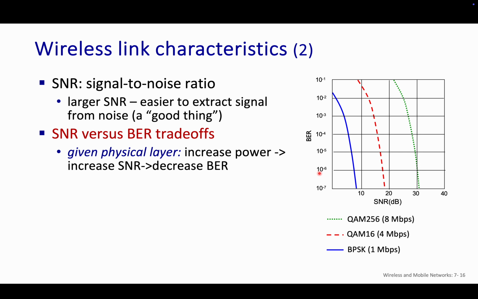10 to the negative 6. Let's say we just choose that. That's the rate, the amount of bit error we're willing to handle in our system. Okay, great, but how do you deal with different signal to noise ratios? Maybe you have a not great signal to noise ratio.